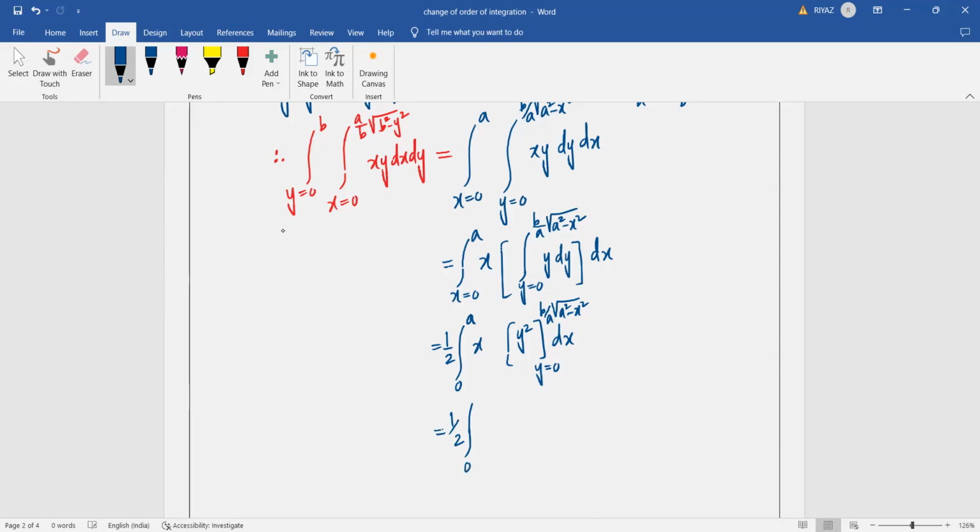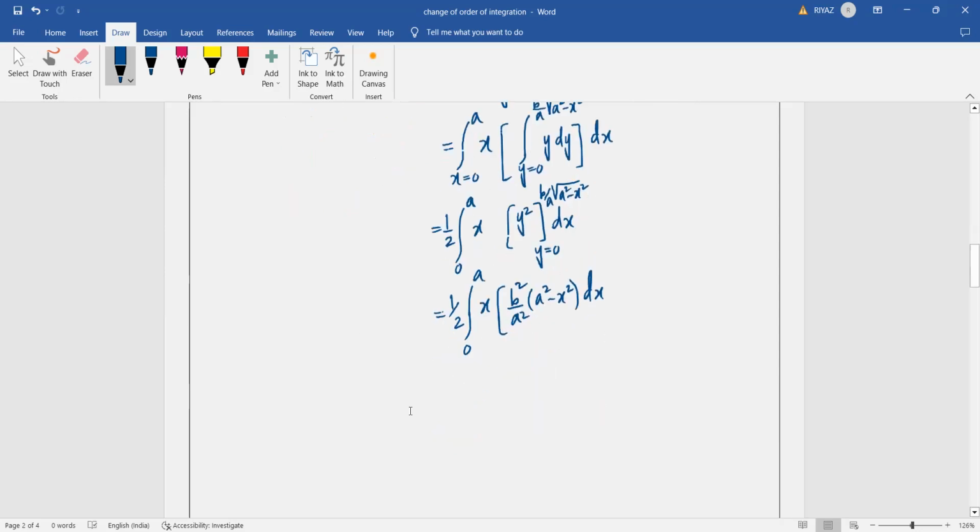Upper limit minus lower limit, 0 to a, x as it is. Upper limit means in place of y, square it. Squaring, we get b by a whole square, and root cancels, a square minus x square. Lower limit anyhow is 0, so we can just write dx. Now multiply these two, b square, a square, and then we can pull some of the terms outside. This is equal to 1 by 2.